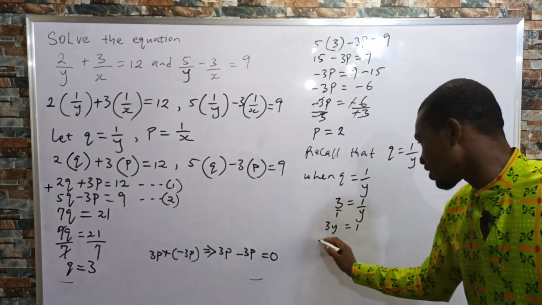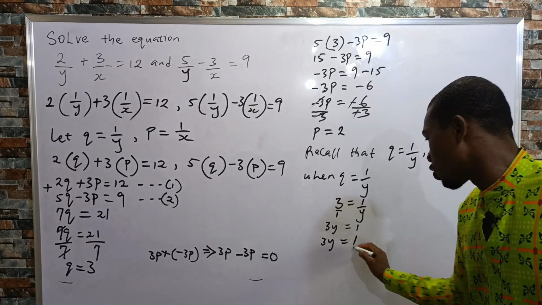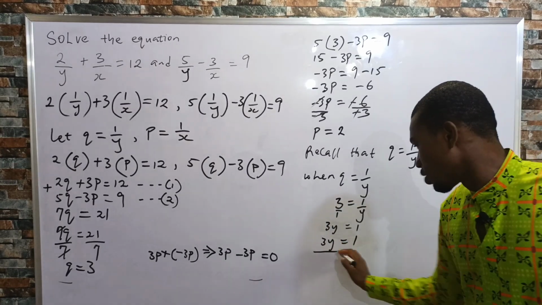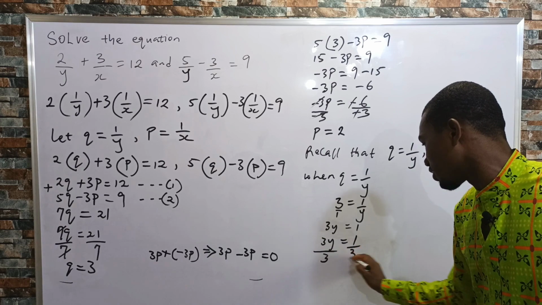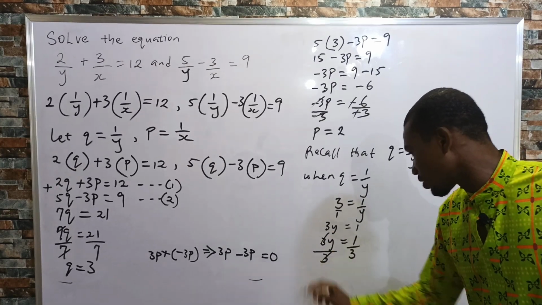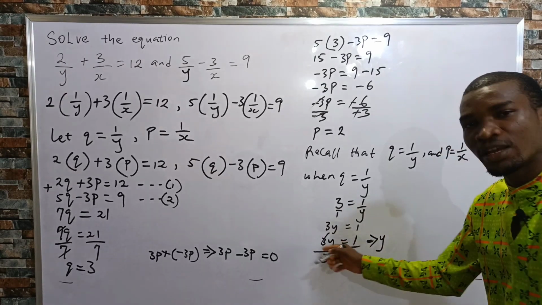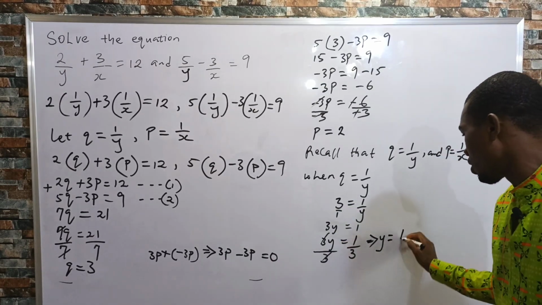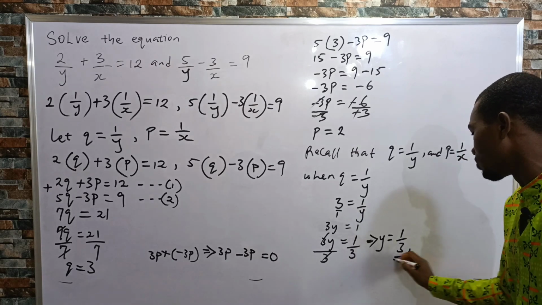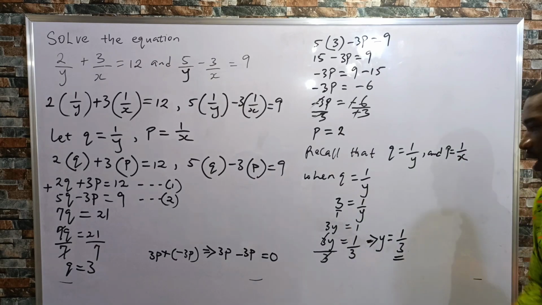Then dividing both sides of the equation by the coefficient of y, which is 3, we have 1 over 3 and 1 over 3 here, such that 3 will now cancel out 3. And this implies that y, which is remaining at the left hand side of the equation, is equal to 1 over 3. This is the real value for our y.